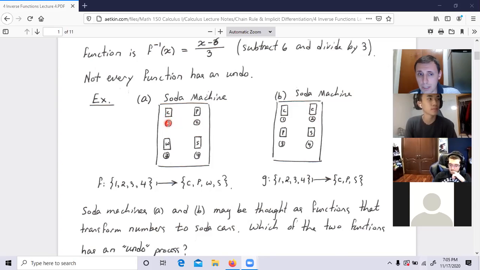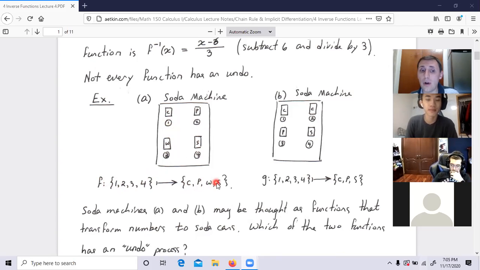So here is a soda machine. If I press 1, I get Coca-Cola. If I press 2, I get Pepsi. Press 3, I get water. Press 4, I get Sprite. Mathematically, it's just a black box that transforms the integers 1 through 4 into Coca-Cola, Pepsi, water, and Sprite.